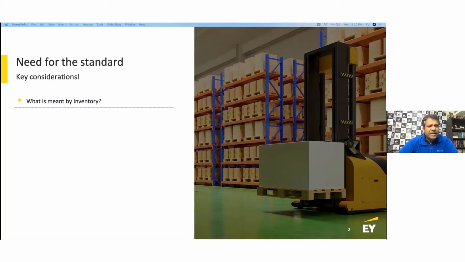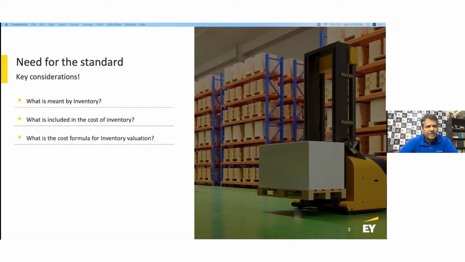Okay, so we will understand this a little bit more. What is included in the cost of inventory? So what all goes into the cost of inventory, right? And why it is relevant is what goes into your balance sheet, what goes in as a period cost, and what gets factored in as and when inventory is being sold, right? So it is important to understand, and that's the heart of the standard: what all goes into the cost of this inventory.